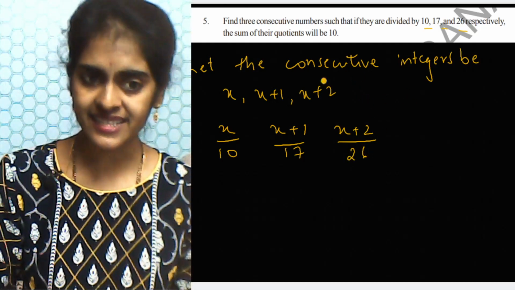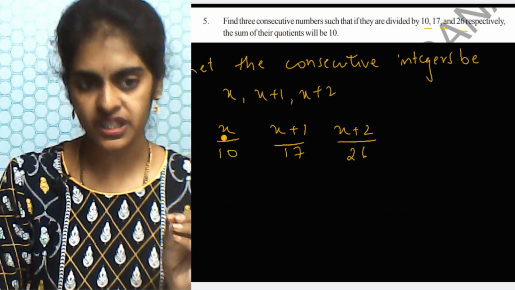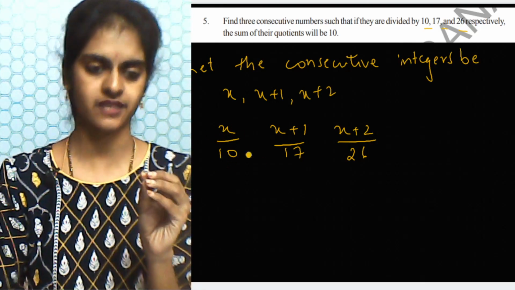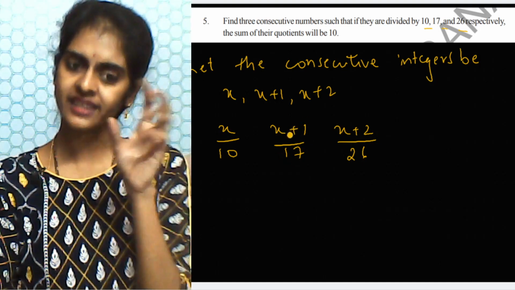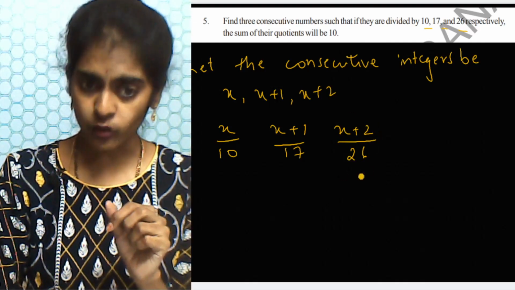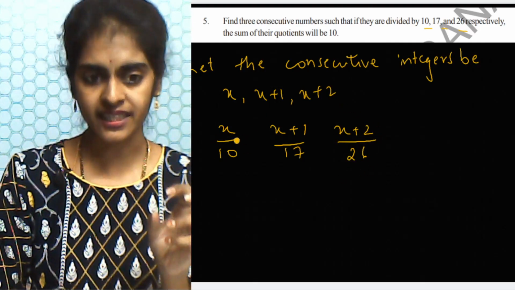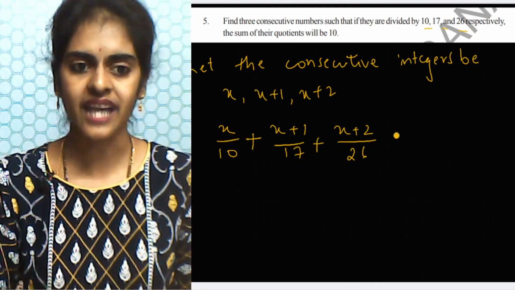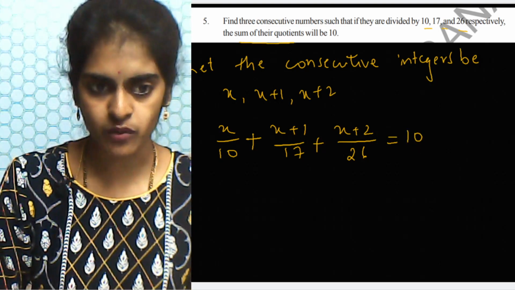Okay. When these are divided, the sum of their quotients. So when will you get a quotient? When you divide x by 10, the answer you get is the quotient for this fraction. When you divide x plus 1 by 17, the answer is the quotient for this fraction. When you divide x plus 2 by 26, the quotient is the answer for this fraction. So if you add these quotients, the final answer you get is 10.